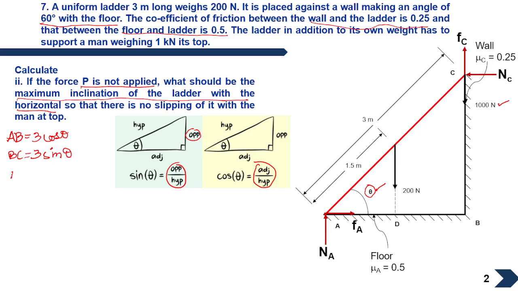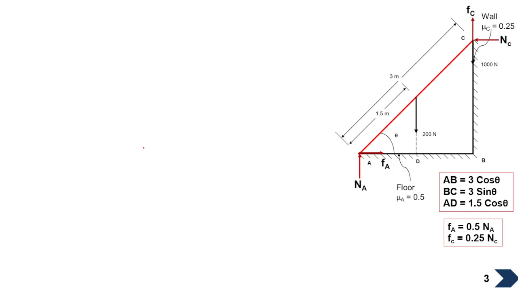And for AD, it is again the base. To find the base we have to apply the cos theta formula. For this we have hypotenuse as 1.5 meter, so instead of 3 we'll have 1.5 meter here, and this will be 1.5 cos theta. So we are done with the second step. Now we'll apply the third step. We have got all the values of AB, BC and AD. The third step is to apply the equilibrium condition.